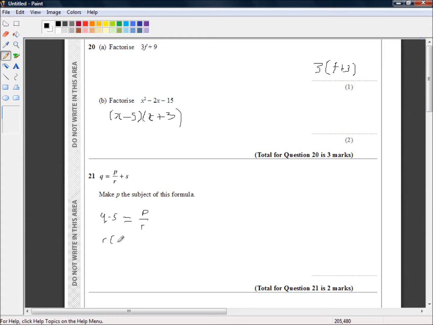So R into Q minus S is equal to P. So by virtue of equals, that means P is equal to R into Q minus S. And just for fun, we can also expand out those brackets. So P is equal to RQ minus RS.